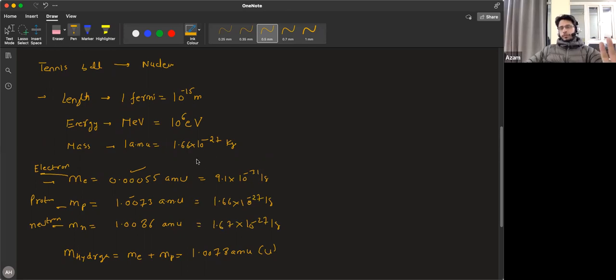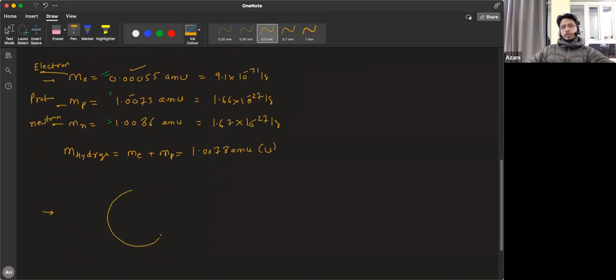See, in CBSE paper, the masses of these charged particles is given, but in SI unit. Usually, they don't give masses in atomic mass unit. And to solve problems of this nucleus, you should know these masses in atomic mass unit. So you should know mass of electron in AMU. You should know the mass of proton, the mass of neutron, the mass of hydrogen. So you have to remember all these.